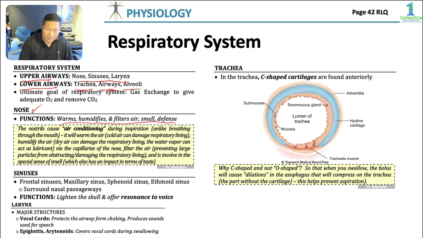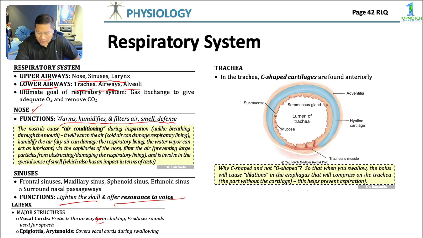Sinuses, okay, are found in the skull. Those sinuses' function is to lighten the skull and to offer resonance to the voice. Okay? Vocal cords protect the airway from choking. Okay? Produces sounds used for speech.